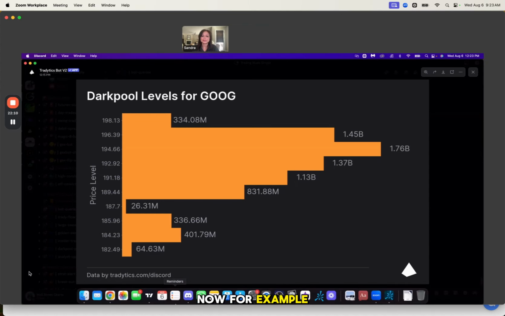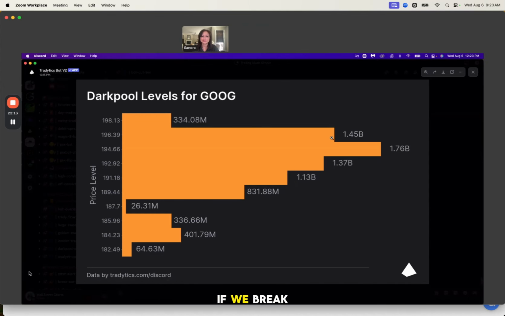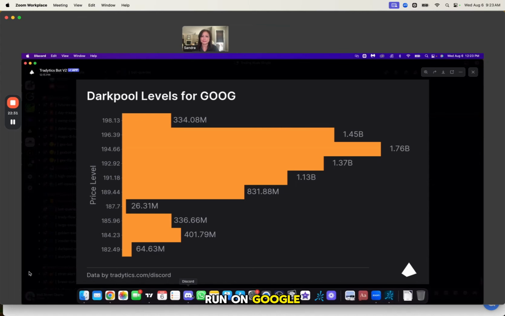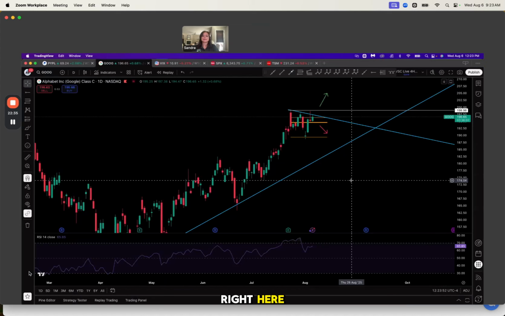Now, for example, we are located here. Just by viewing the dark pool, if we are able to break above 196.39, this one is too small, so I won't view this as resistance yet. This one is the real deal here. If we break 196.39, that will probably lead to a run on Google. So I have that one here on my chart, and we're right here.